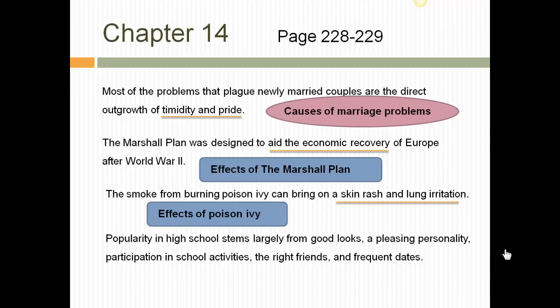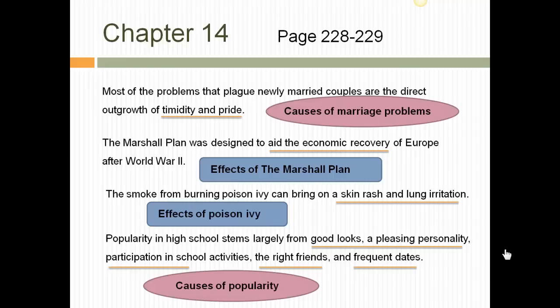And then finally, popularity in high school stems largely from good looks, a pleasing personality, participation in school activities, the right friends, and frequent dates. Stems from is a really good indicator to let you know that good looks, pleasing personality, participation, the right friends, frequent dates are all causes of popularity. And so knowing keywords like phrases like due to or stems from can clue you in and give you a way to be able to introduce the idea of an essay about causes.